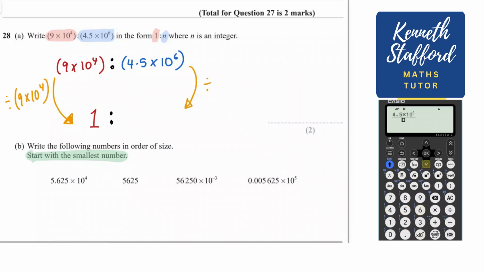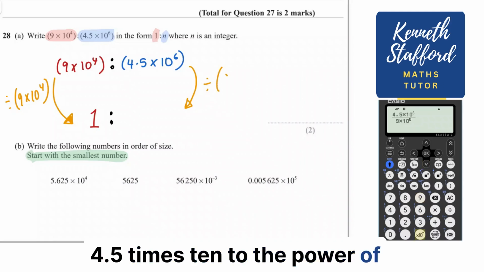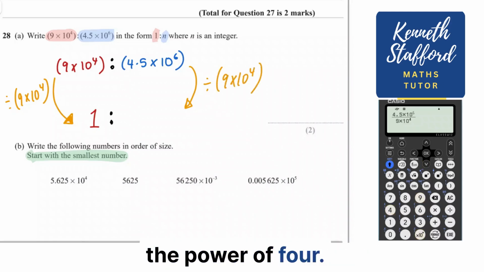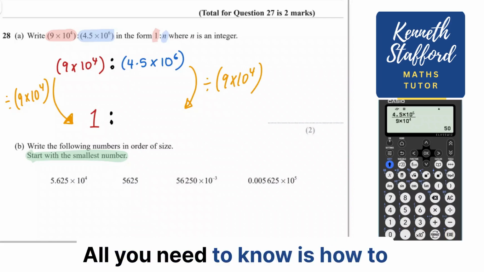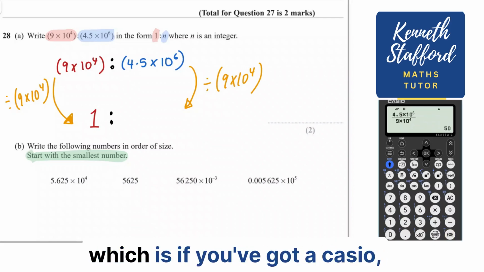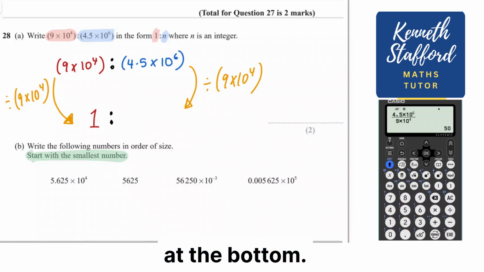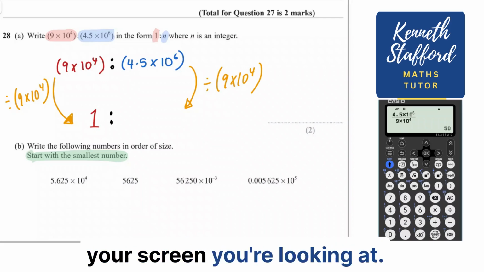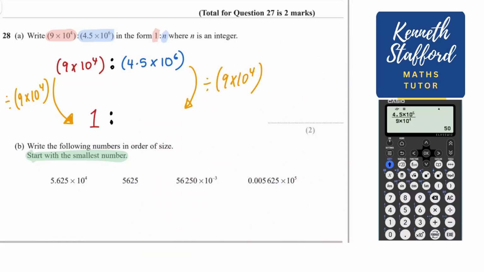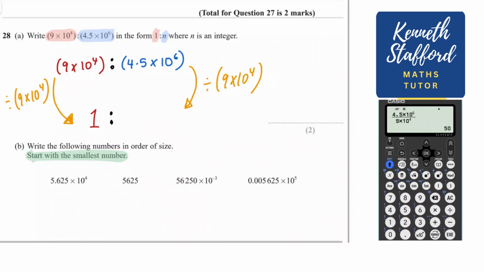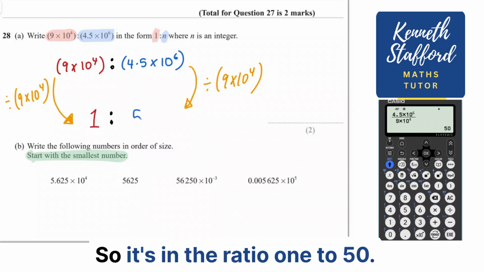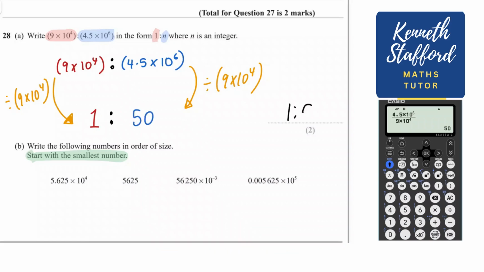So we're going to divide 4.5 times 10 to the power of 6 by 9 times 10 to the power of 4. Now, this is perfectly possible on your calculator. All you need to know is how to use the standard form button, which is, if you've got a Casio, it's in the middle at the bottom. And please do watch what I'm typing in, it'll be on the bottom right on your screen you're looking at. And we do this and we get 50. So it's in the ratio 1 to 50.